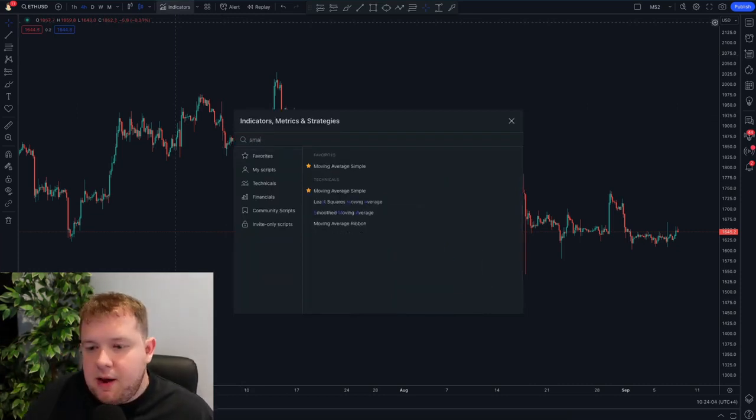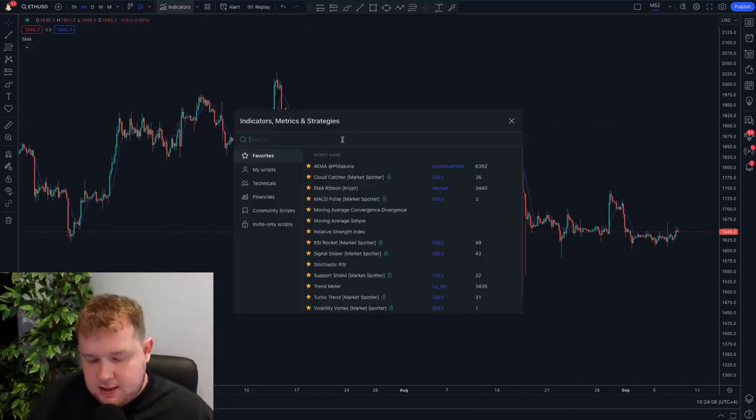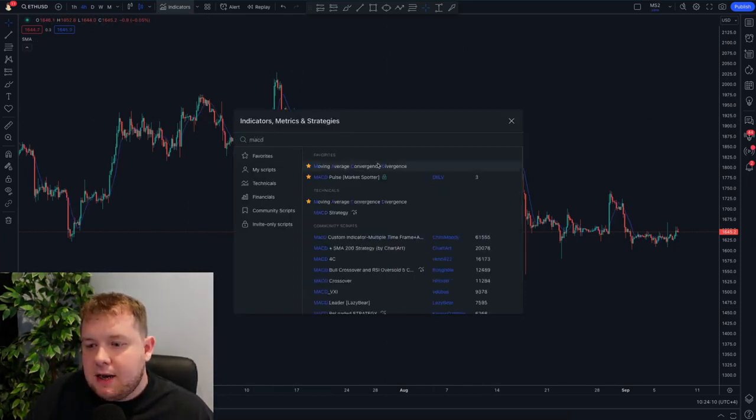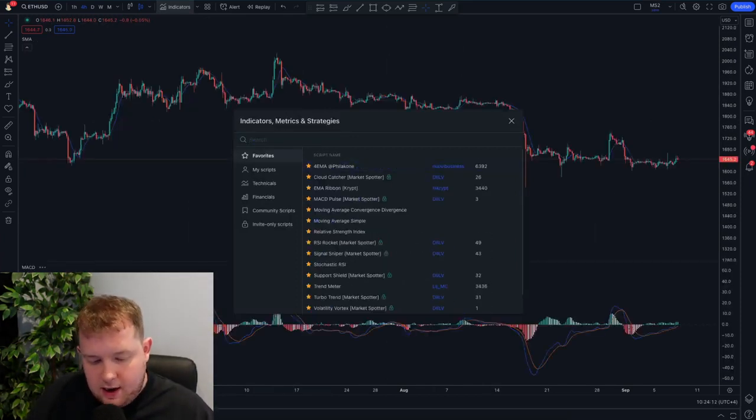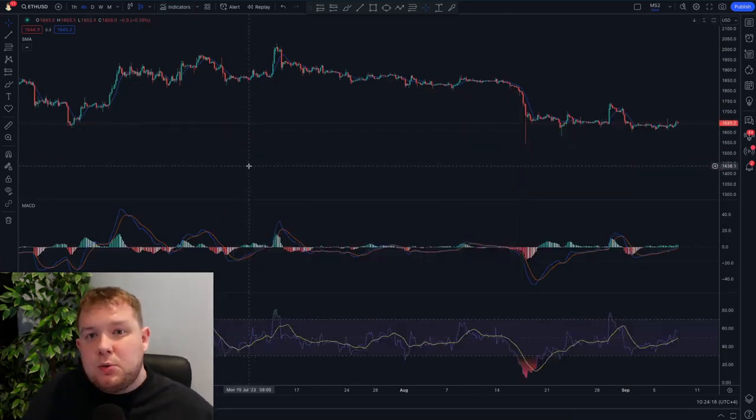So we want SMA, first of all, simple moving average. We would like a MACD, MACD like so, and also we would like a RSI. So let's go and add these to the charts, and there are a couple of things we need to do.